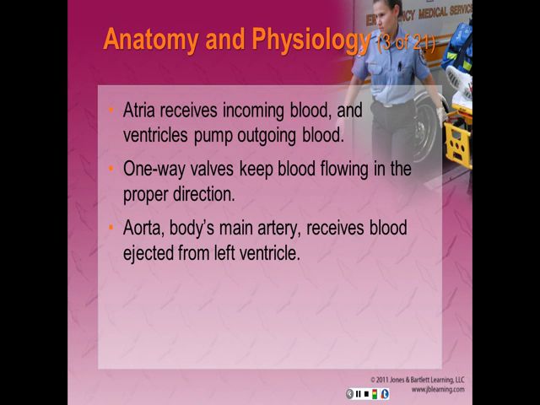Blood leaves each of the 4 chambers of the heart through one-way valves. This keeps the blood moving through the circulatory system in the proper direction. The aorta, the body's main artery, receives blood ejected from the left ventricle and delivers it to all other arteries that supply the body's tissues.